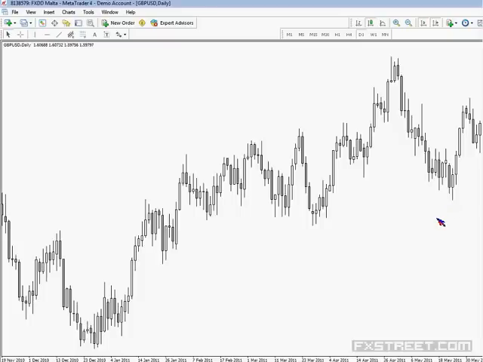This is basically how I approach my trading. Let's say that we're going to trade the daily chart here. Now, let's give you an overview of what we're going to do as well.